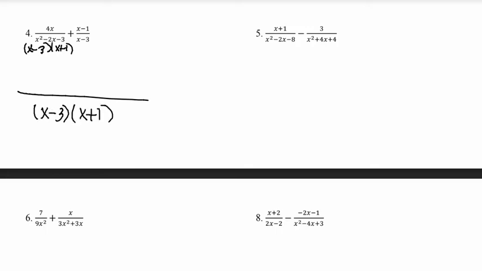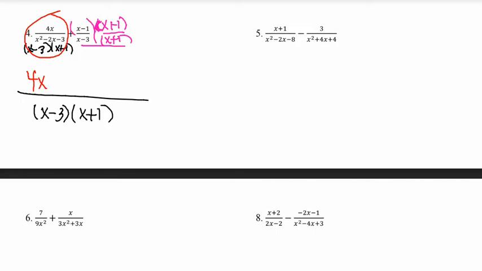So now I'm going to ask myself, if I look at the left fraction, is there anything that the denominator of the left fraction doesn't have? It has both x minus 3 and x plus 1, so I don't have to multiply anything to 4x, it just stays 4x. If I look at my right fraction, is there anything I need to multiply to that to have the common denominator? Well, this fraction only has a denominator of x minus 3, so that means I have to multiply this fraction by x plus 1 on the top and the bottom.